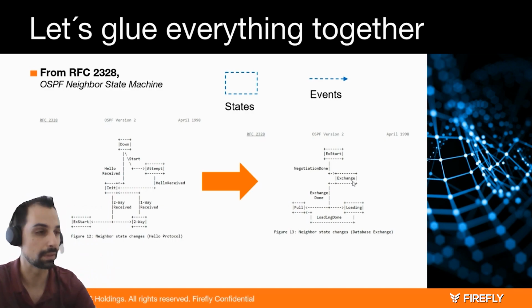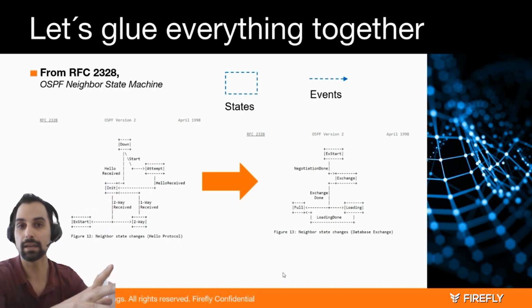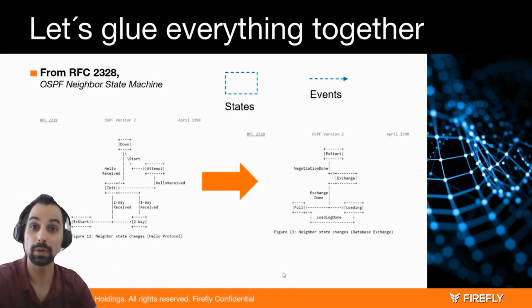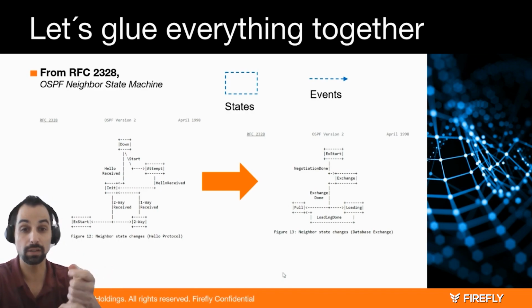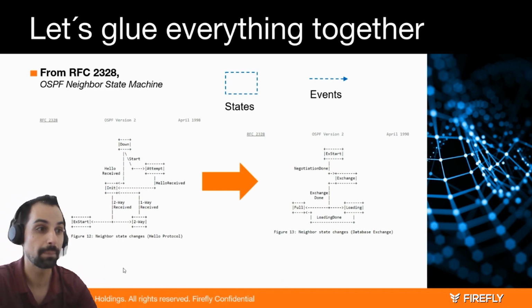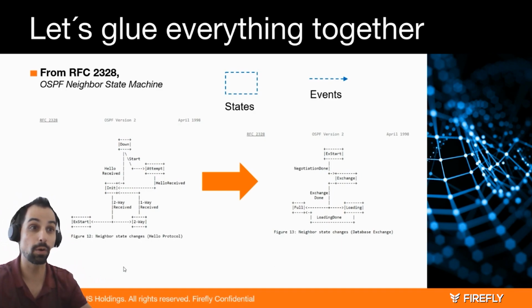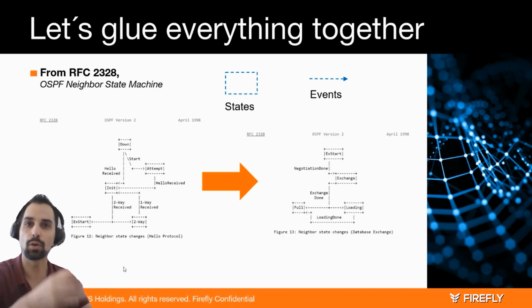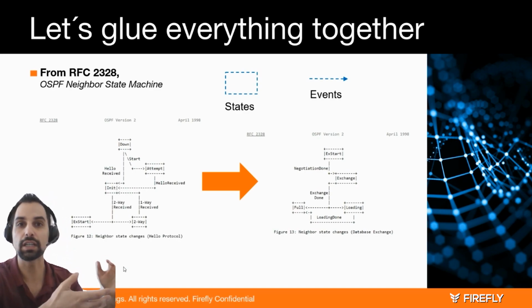So again, the key topic here is that we have two different state machines, one for the interfaces and one for the neighborships, and that's basically what OSPF is running under the hood to control all its internal processes.